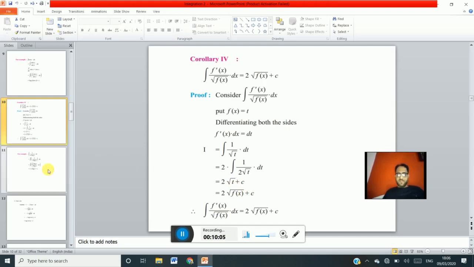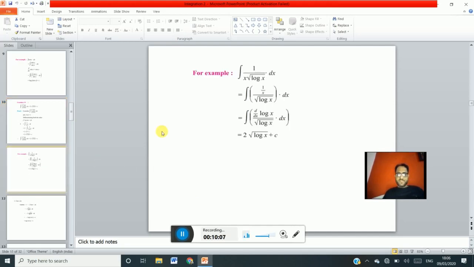See the example depending on this. See the integration of 1 upon x into root log x dx, right? So this can be written as 1 upon x upon root log x. Now if we see, the derivative of log x is 1 by x, so 1 by x can be written as the derivative of log x.